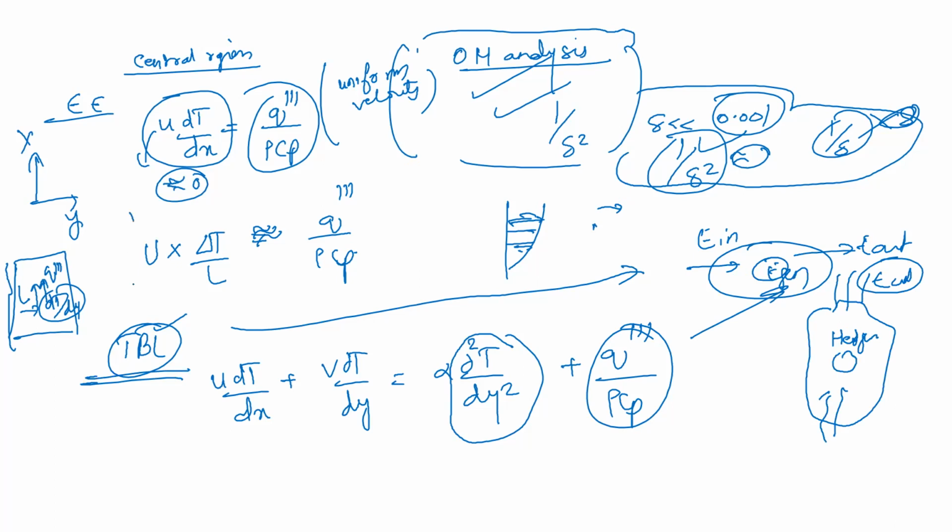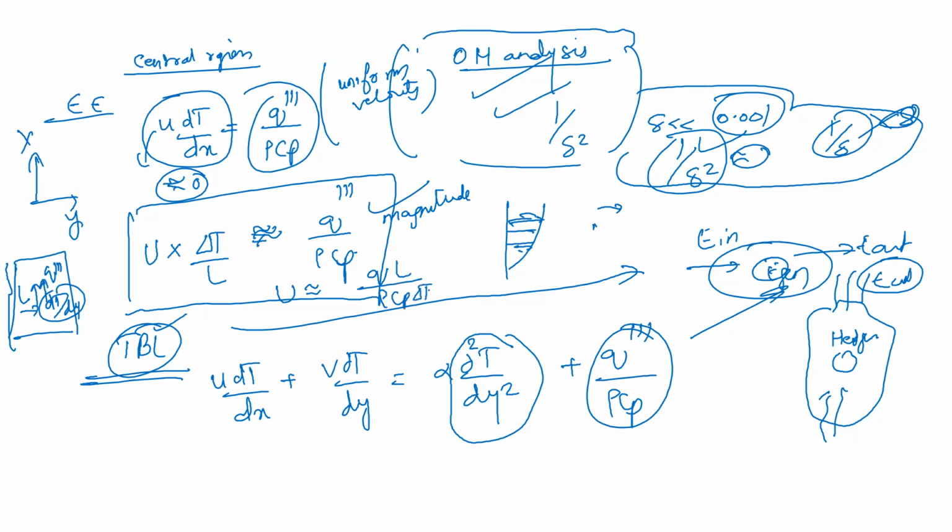In the central region, we have seen that U delta T is similar to Q triple prime by rho Cp. So in the central region, this is the magnitude. If you rearrange, U is similar to QL by rho Cp delta T. So we can get the order of velocity using these values. Here you just analyze: this becomes U into delta T by L, and V delta T by delta Y. dy will be very small.